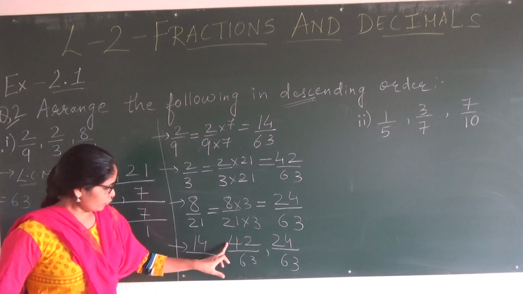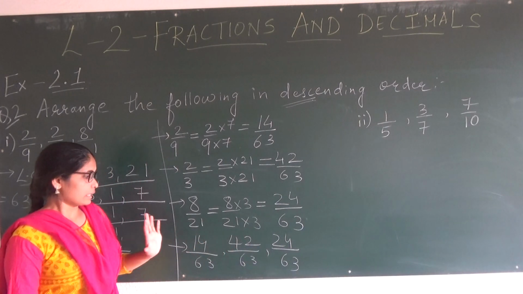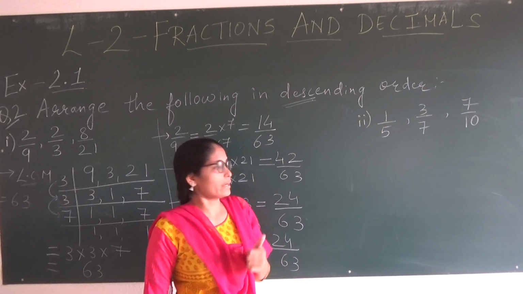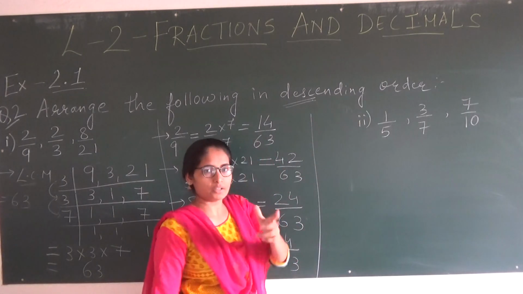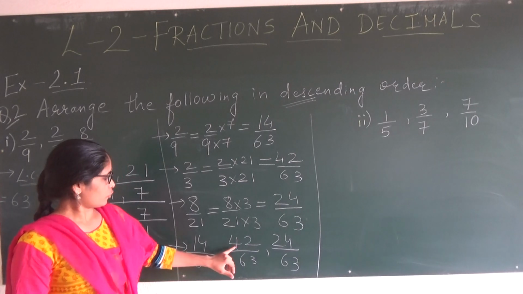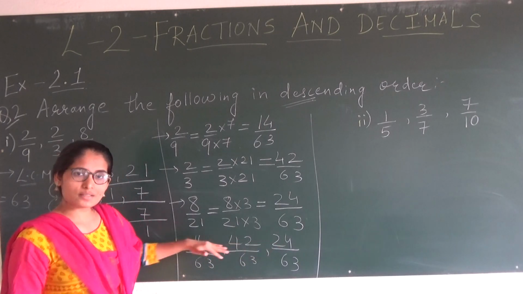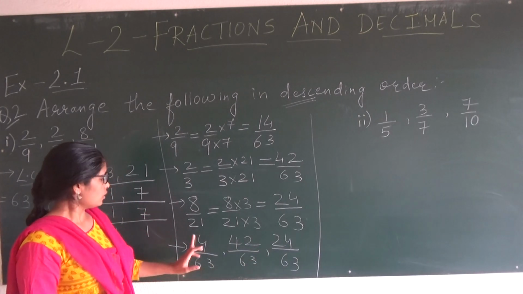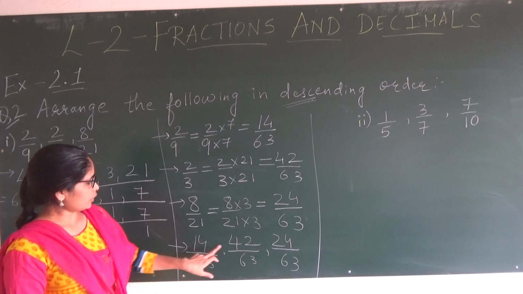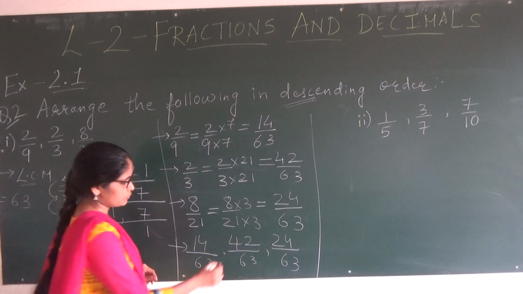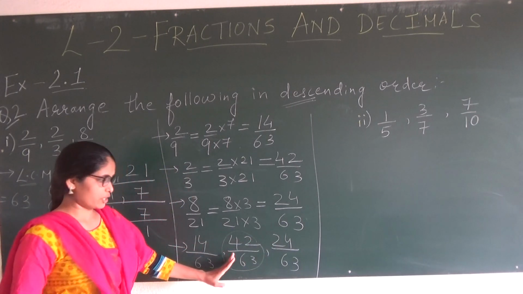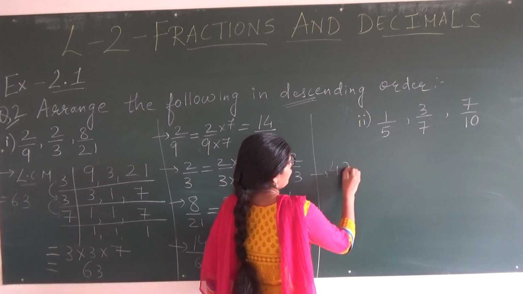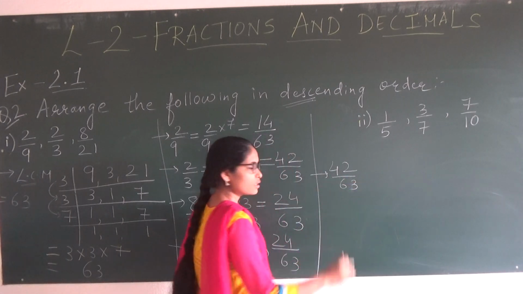Now 14, 42 and 24. Which one is greater? Descending order means big to small. So we need to write the fraction which is greater first. Which one is greater? You have to see the numerator because denominators are same. So now we have to check the numerators. This 42 is greater. So this fraction is greater. So we will write 42 upon 63 first.